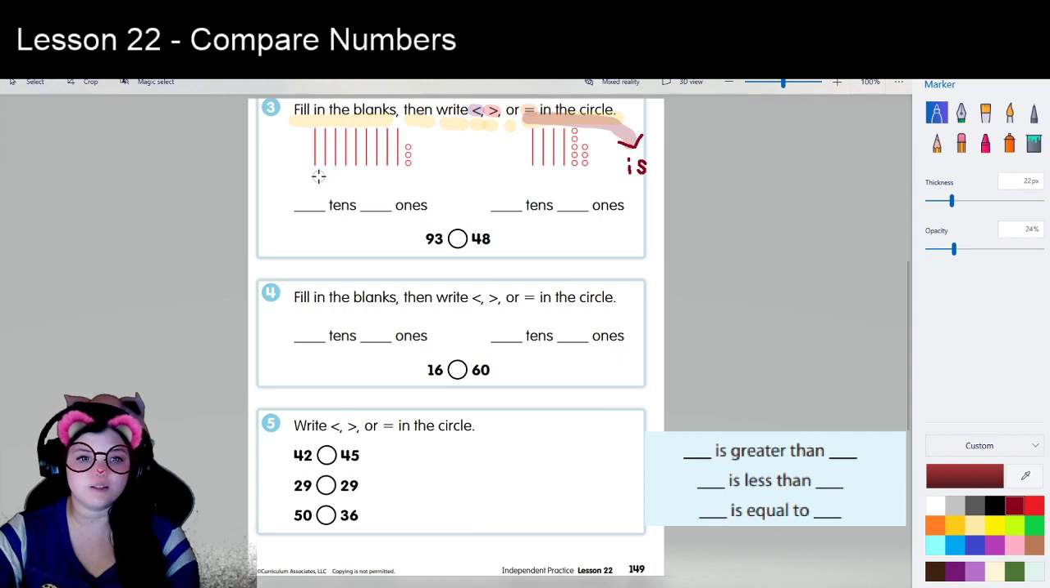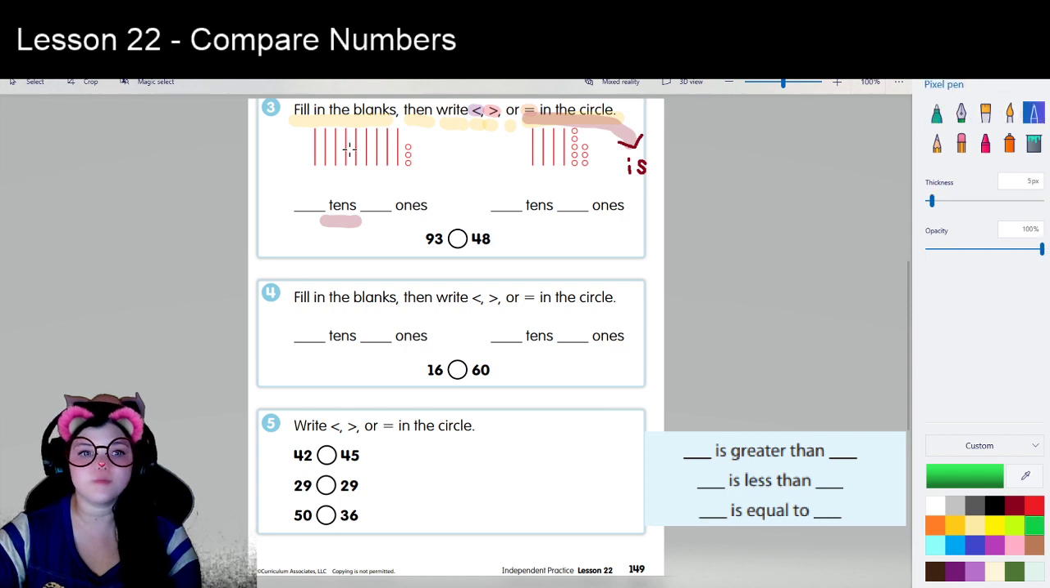So let's look at these. Remember, the sticks are the tens, the circles are the ones. Let's see how many sticks we have so we can figure out how many groups of 10 we have. 1, 2, 3, 4, 5, 6, 7, 8, 9. 9 groups of 10.